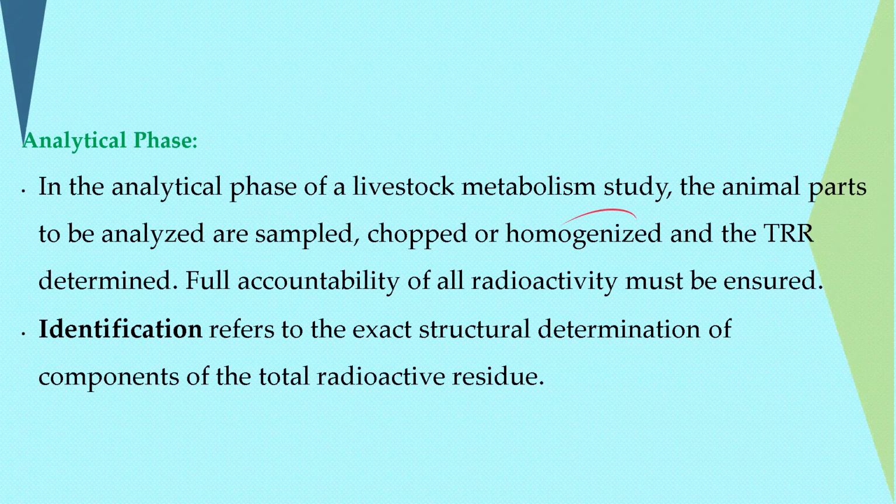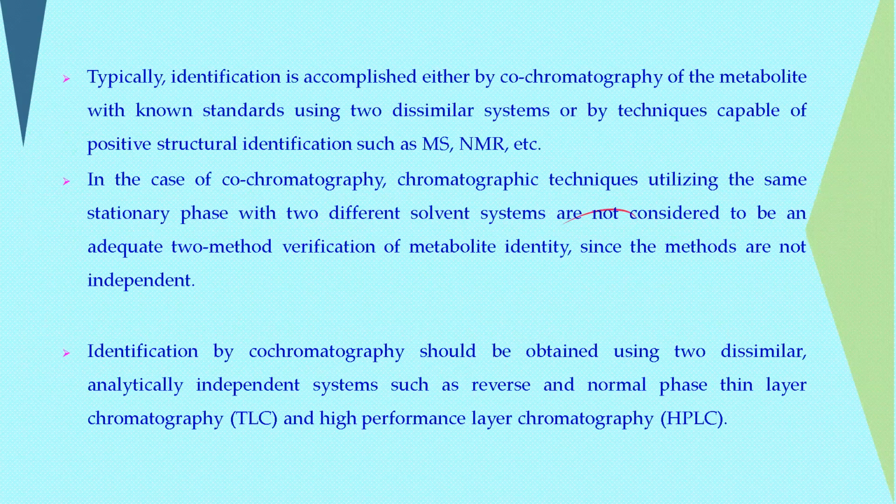And identification refers to the exact structural determination of the components of the total radioactive residues. So one needs to do these things. How to establish this? Typically, identification is accomplished by co-chromatography with the metabolite. So we need to establish the identification of the metabolite along with that of the original drug.